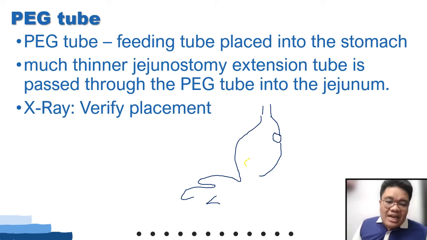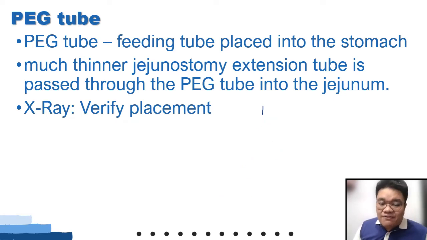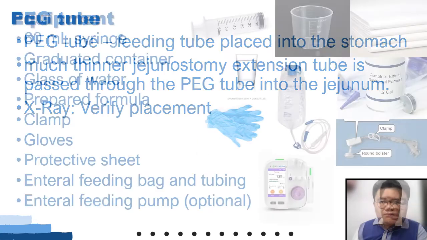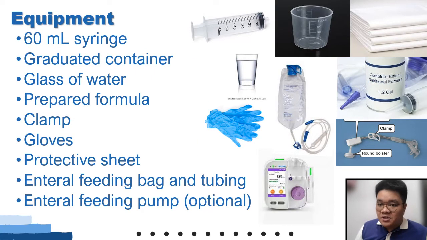Now, class, placement is verified using X-ray upon the first insertion. Take note of that. Now for the equipment that we will be needing for our procedure for feeding. So you have your 60 ml syringe, you have your graduated container.